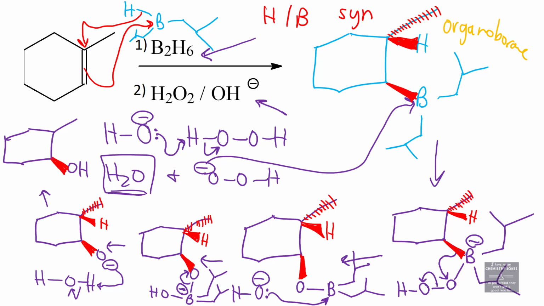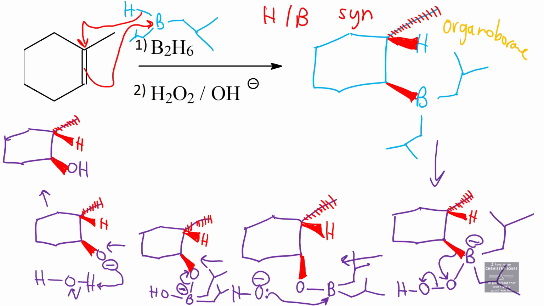I'm almost there. Hydrogen is syn to the OH in the end. Yep, like that. Well, this is if the borane added to the top face, we get that product. If borane adds to the bottom face, what do you get? The enantiomer. The enantiomer of that thing looks like this, where the methyl is wedged and the H and OH are dashed. It's a syn addition product. Hydroboration oxidation gives you a syn addition product.